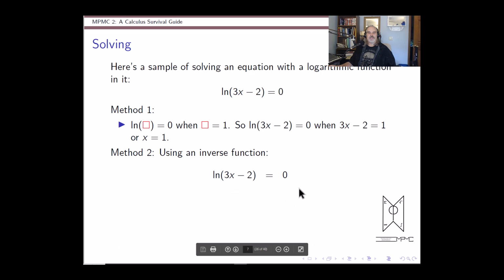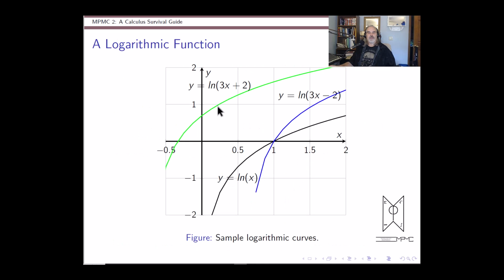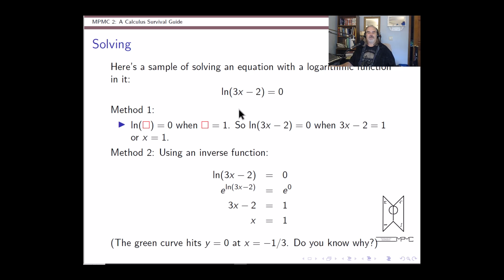Now let's go back to this curve. Look at the green curve. This green curve happens to cross the x-axis at exactly -1/3. Right? There's -1/2 right there at the boundary. That right there is -1/3. Why? Well, that's because this green curve will hit 0 when 3x plus 2 is 1. Solve 3x plus 2 for 1, you end up getting x equals -1/3. If that doesn't make sense, pause this and go fiddle with it.